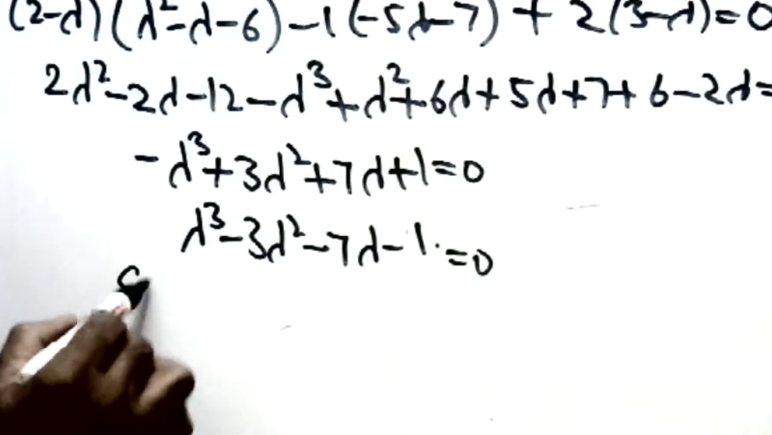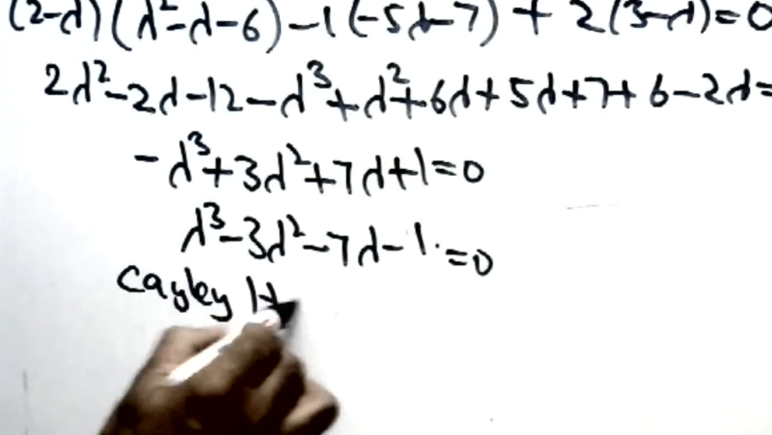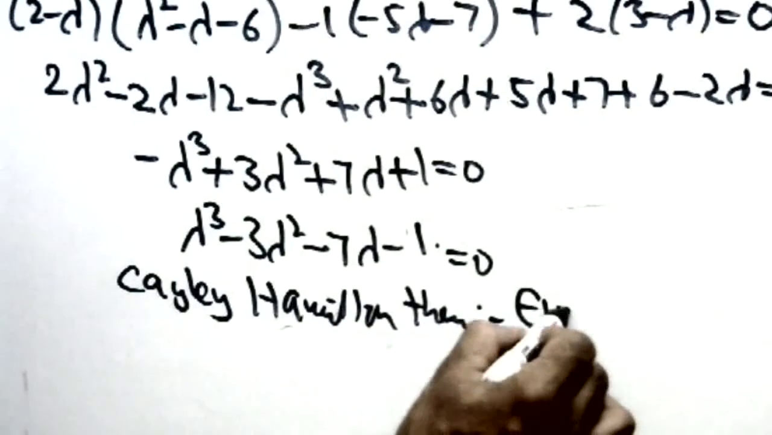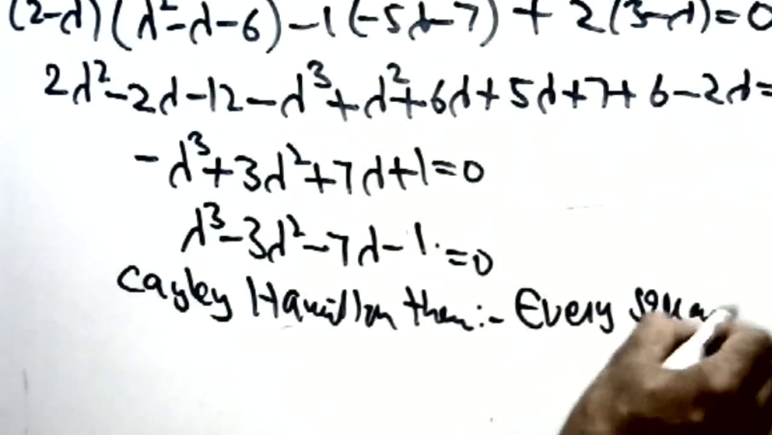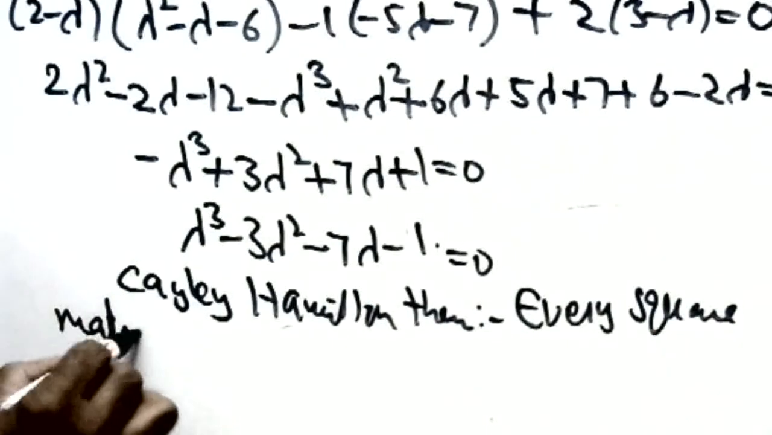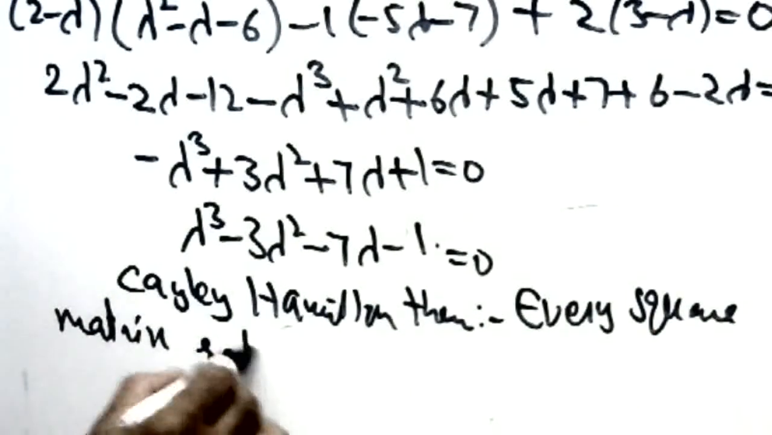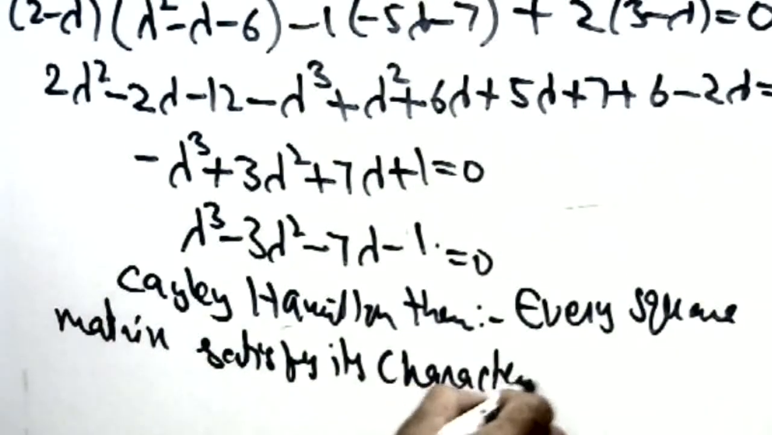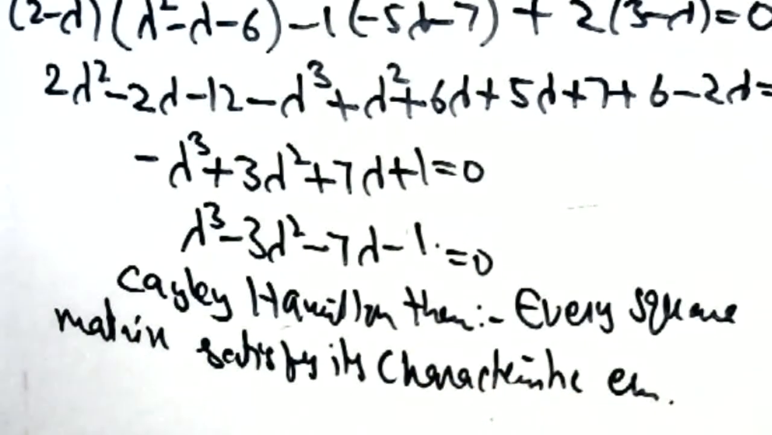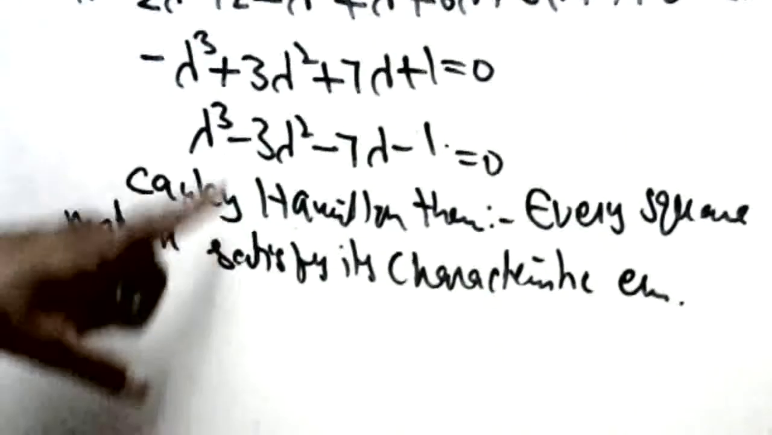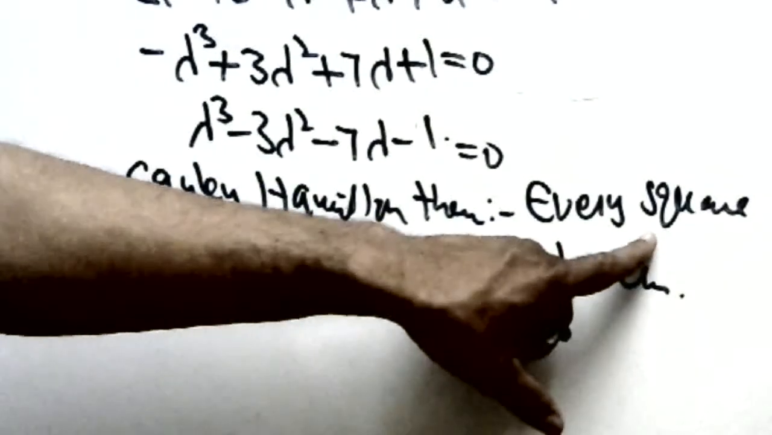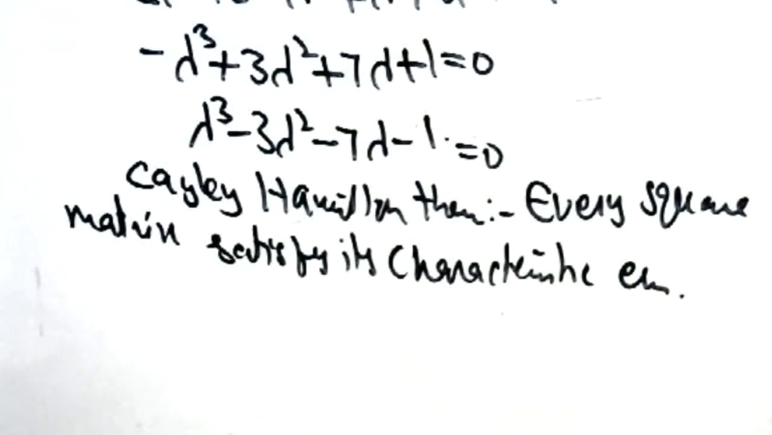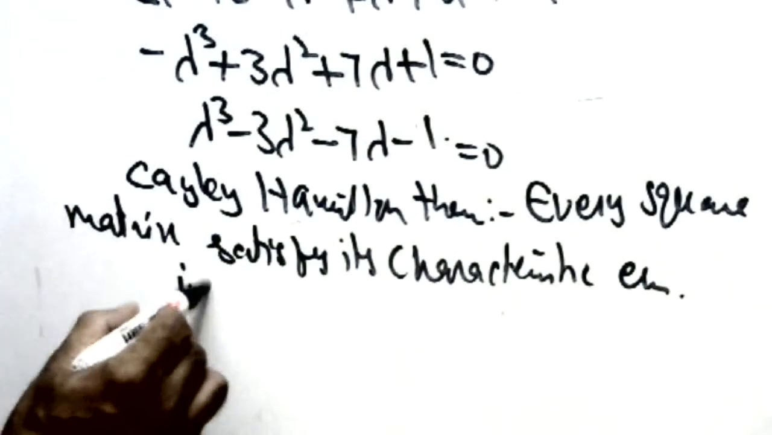Now see here, now we apply the Cayley-Hamilton theorem. First let me write what is Cayley-Hamilton theorem. Cayley-Hamilton theorem is: every square matrix satisfies its characteristic equation. What does it mean? That means this is the characteristic equation and the square matrix is A. So if we keep A in place of lambda, we must get 0. This is the Cayley-Hamilton theorem.